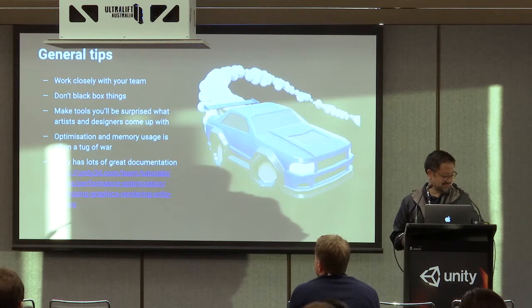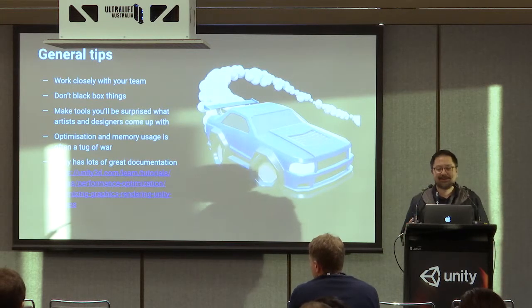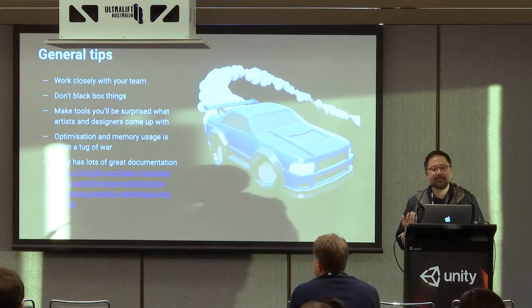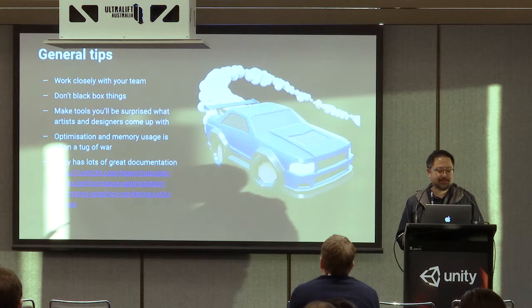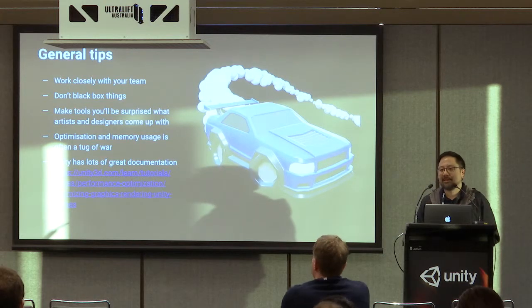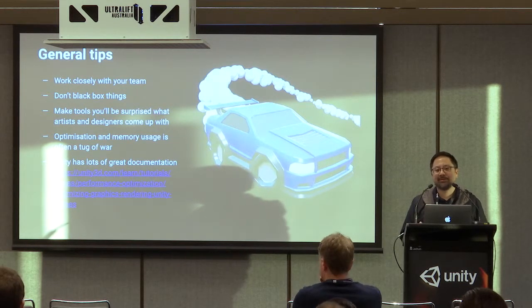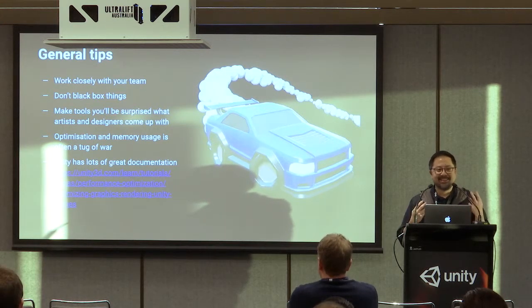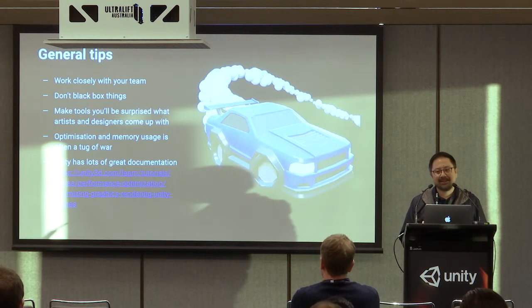So work closely with your team, obviously, and don't try black box things. Even with your artists and designers, try explaining to them all these technical aspects. They like to soak up all that information, and make a lot of tools, and you'll be surprised with what your artists and designers come up with. And just think optimization is always this kind of tug of war of memory versus CPU and GPU. So when you're in a bind and your frame rate's like 10 frames per second, just think, can I use memory somehow or cache something in that case? And there's a great link right here for Unity about performance optimization.